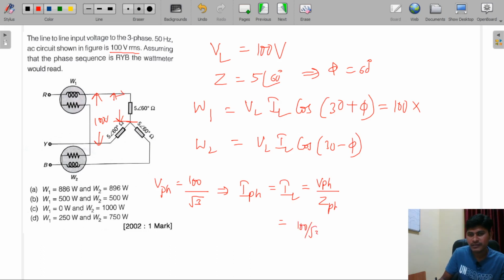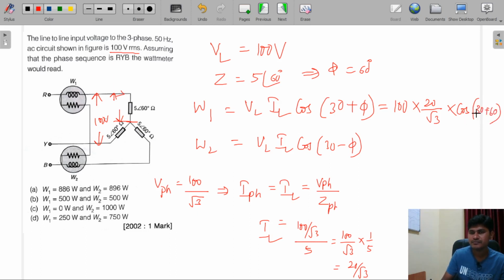Which is equal to 100 by root 3 by 5, which is equal to 100 by root 3 into 1 by 5, 20 by root 3 is what IL. IL is 20 by root 3. So 20 by root 3 into cos of 30 plus 60, which is equal to 100 into 20 by root 3 cos of 30 minus 60.